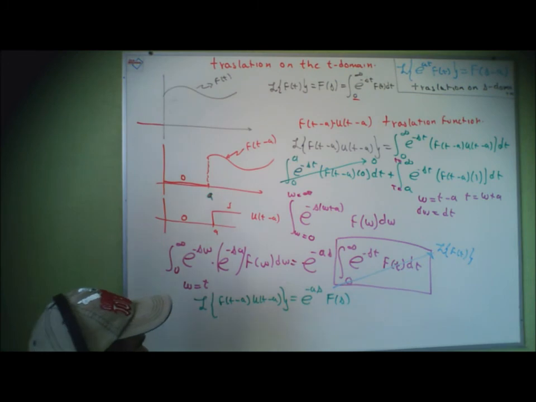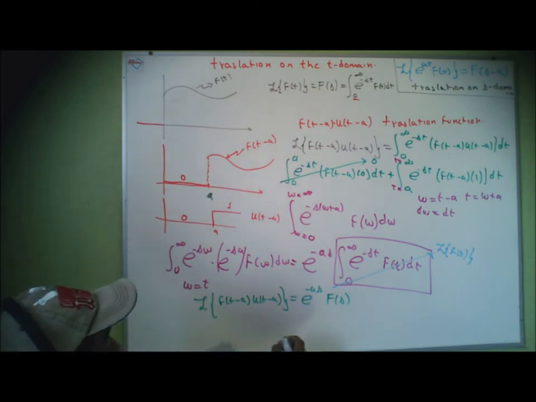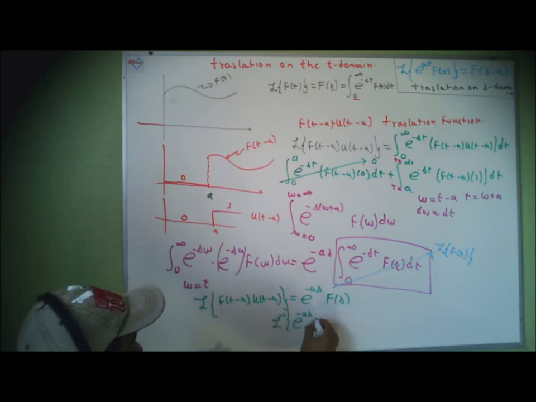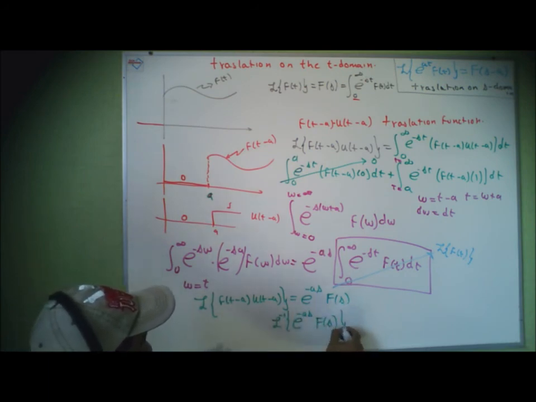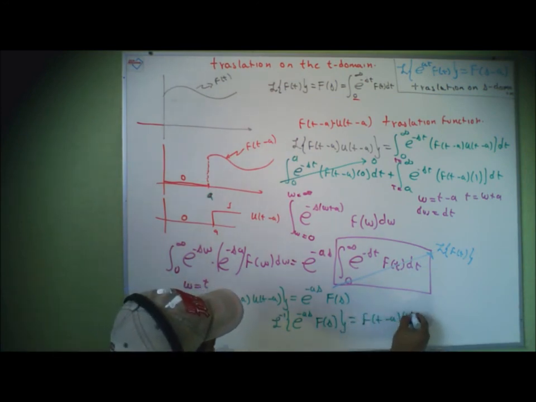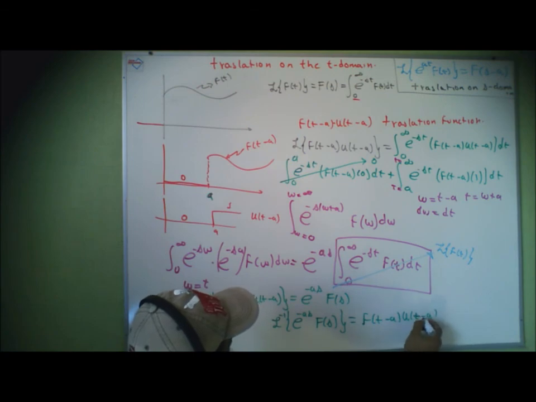Now, this is a very useful formula, because from here we can also write the Laplace inverse. The Laplace inverse of the exponential minus as, F of s, is equal to f of t minus a, u of t minus a. And this is a very important formula that we are going to use.